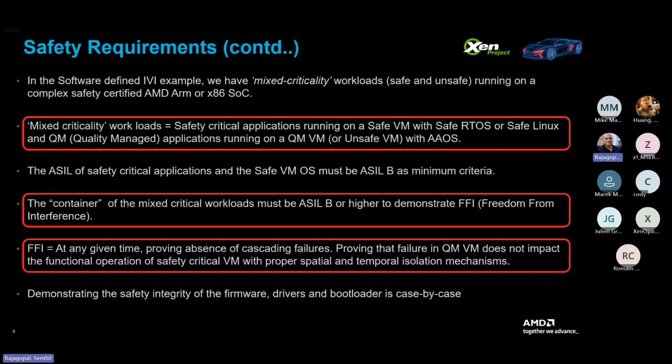So when we have this kind of solution, at any given point of time we need to prove there is no cascading failure, in the sense that we need to prove that there is no interference from the QM software partition to the safe partition. So that is the whole idea, that we need to provide the isolation. The isolation comes in two forms. It's a spatial domain isolation, and another one is the temporal domain isolation.